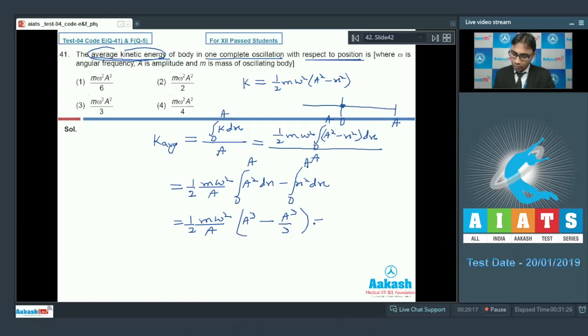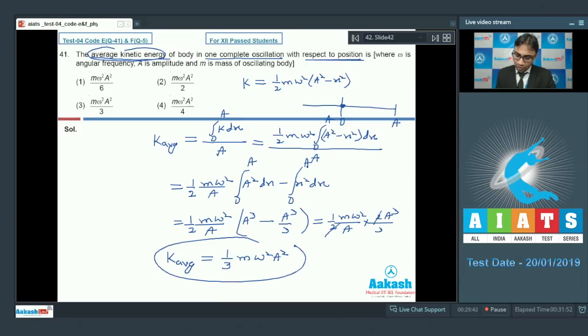By solving this, you will get half m omega square by a into 2 a cube by 3. So 2 will cancel out, a will cancel out. You will get the average kinetic energy equal to 1 by 3 m omega square a square. So this is our final answer. From this we can say that option number 3 will be the correct choice.